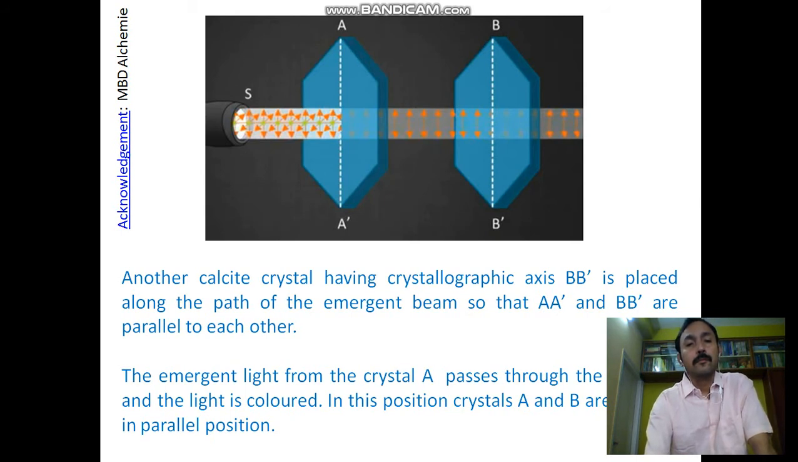Come to the picture. Another calcite crystal having crystallographic axis BB dashed parallel to AA dashed is placed along the path of the emergent beam. The emergent light from the crystal A passes through the crystal B, and the light is colored. In this position, crystal A and B are in parallel position.